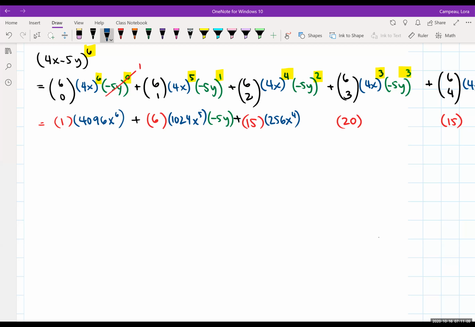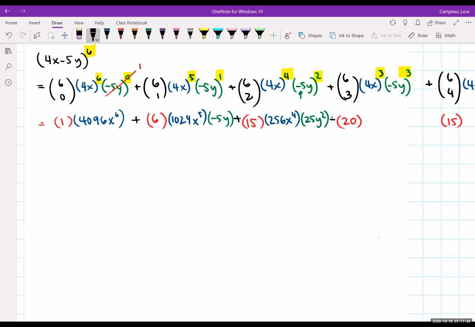Now if we want to raise negative 5y squared, we need to be really careful because we do have a negative sign raised to a power. So when you raise a negative number to an even power, we will get a positive term back. So 5y squared, 5 times 5 is 25y squared.